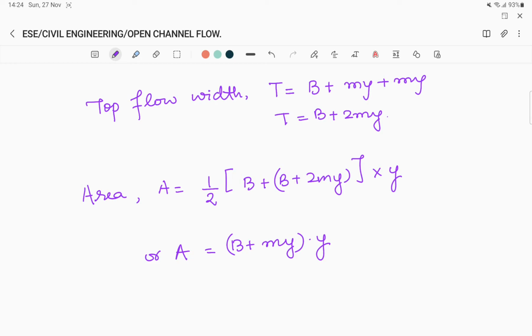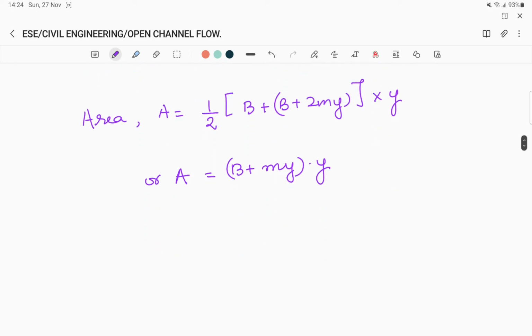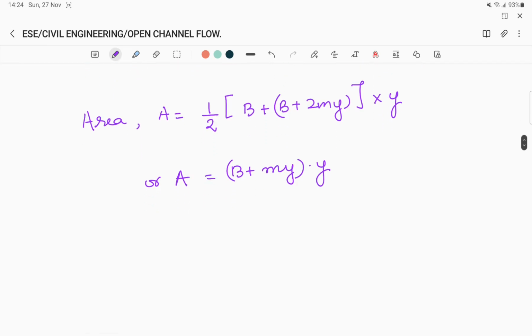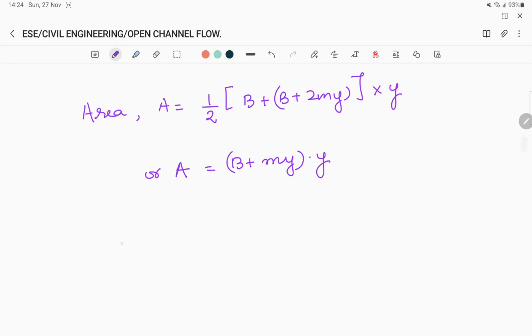So here we have three variables, m, y and B. So we have to reduce it to one variable. How can we reduce? Since we have found the area, let us find the wetted perimeter of this channel section. The wetted perimeter will be P is equal to B plus 2y under root m square plus 1.